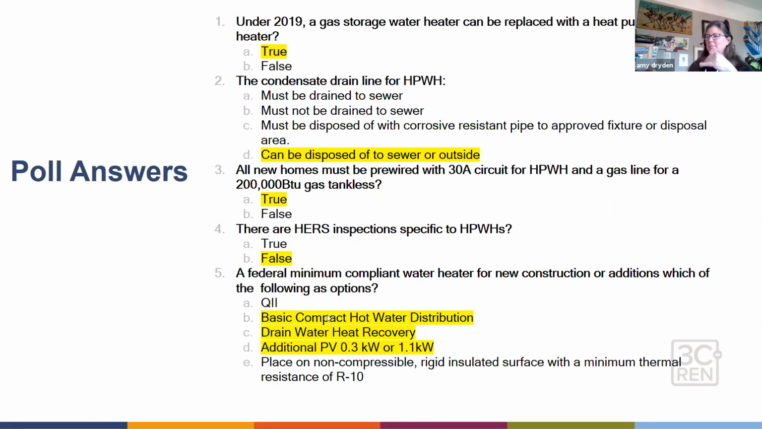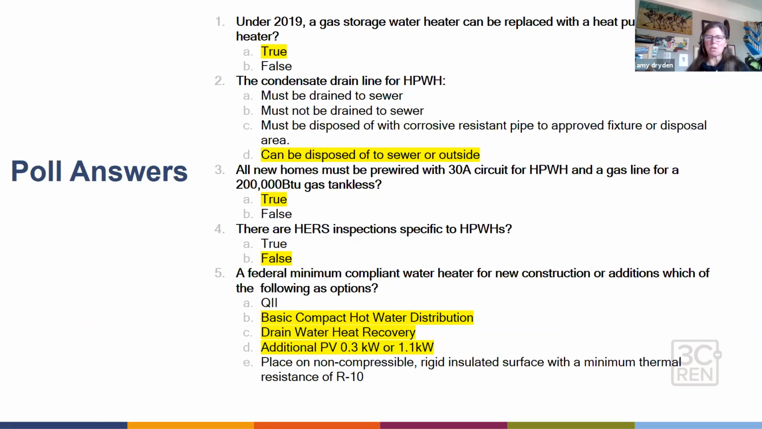And leading right into number 5, federally minimum compliant water heater, right? The minimum of 2.0 for new construction or additions. Which of the following things may I have to do? It's an awkwardly worded question. So I can either do basic compact hot water distribution and drain water heat recovery, or I can do additional PV. Those are my 2 pathways if I install a federally minimum compliant water heater 2.0.